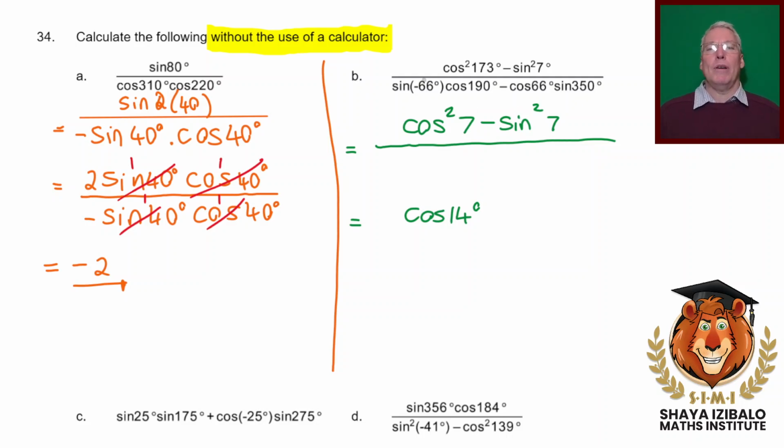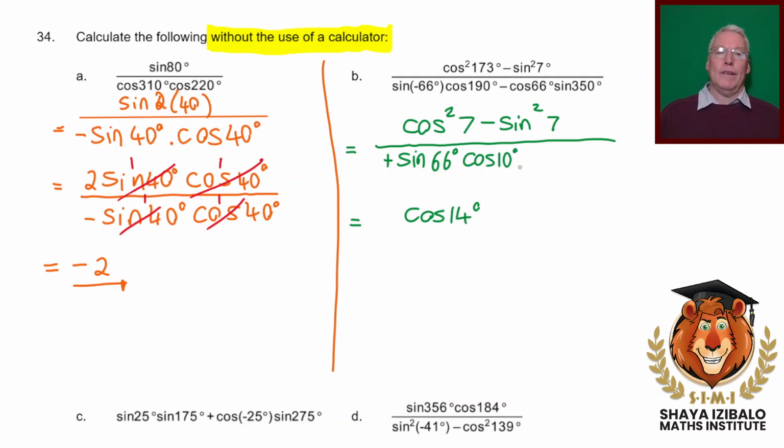Let's reduce and put into the first quadrant all these angles. Sine of negative 66 is the same as negative sine 66. Cos 190, we're in quadrant 3 by 10 degrees. In quadrant 3, cos is negative, so we're going to change that back to a positive. So this will be the same as cos of 10 degrees.